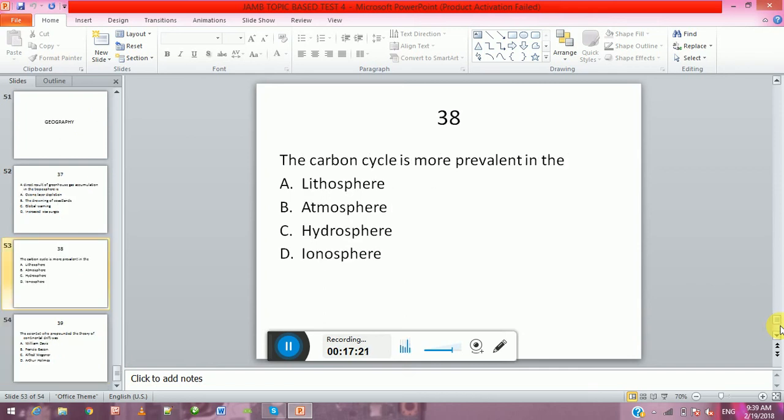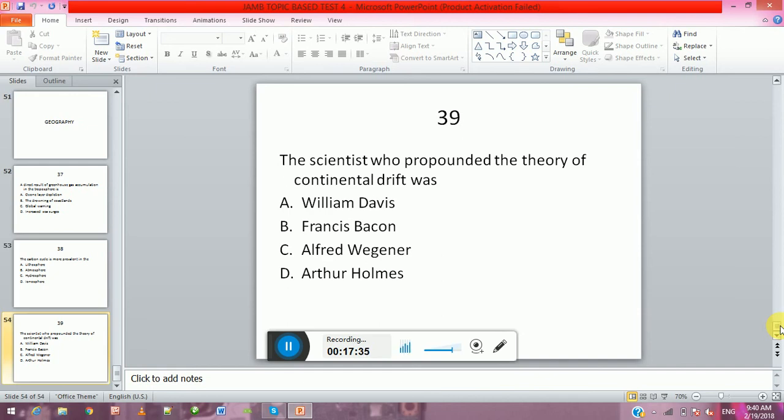The carbon cycle is more prevalent in the: A. Lithosphere. B. Atmosphere. C. Hydrosphere. D. Ionosphere. The scientist who propounded the theory of continental drift was: A. William Davis. B. Francis Bacon. C. Alfred Wegener. D. Arthur Holmes.